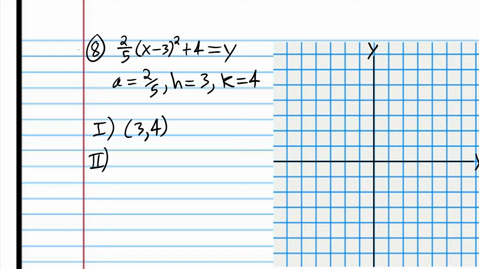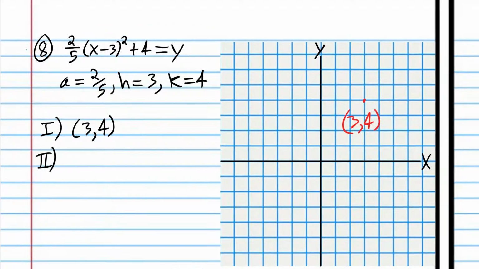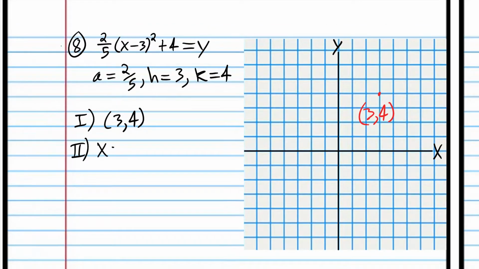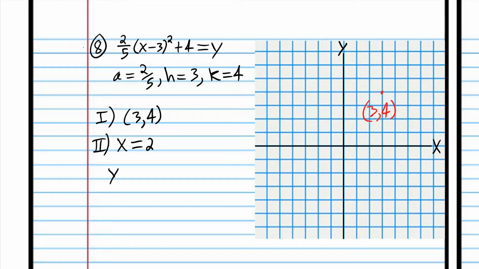1, 2, 3, 1, 2, 3, 4. That's going to be up here. And the parabola is going up, so I'm going to label down here. And let's see here. We can probably choose x equals 2. We want to keep it pretty close to that vertex x value because the parabola is going to be going out of the window pretty quickly.